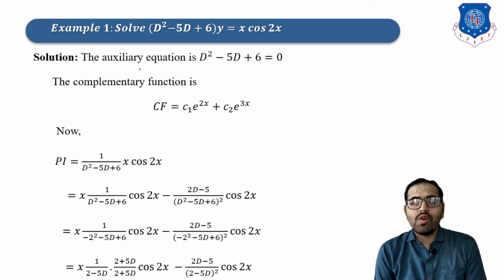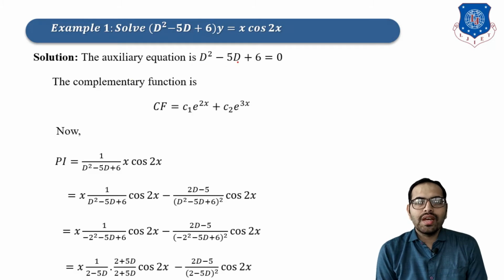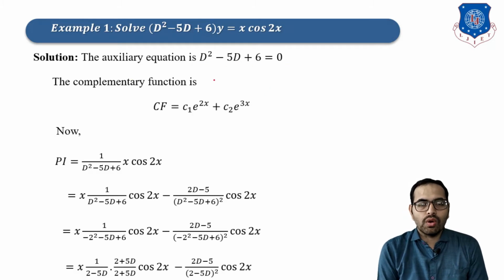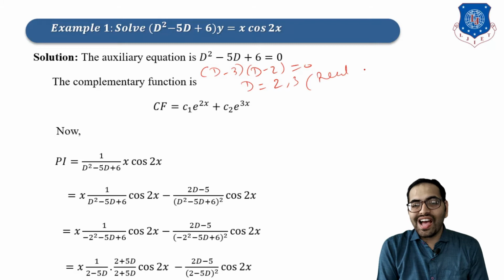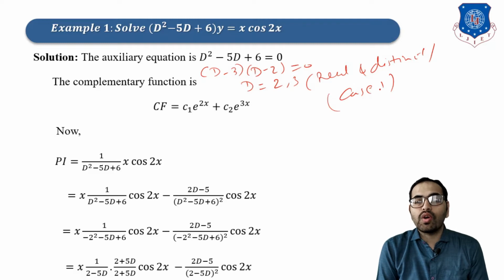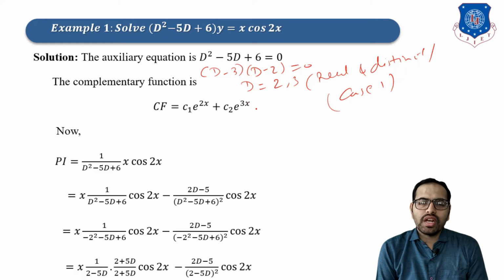For that we require the auxiliary equation, which is D square minus 5D plus 6 equal to 0. Now factorize that term: 3 twos are 6, then D minus 3, D minus 2 equal to 0, so D equals 2 and 3, where the roots are real and distinct. That is case 1 of the complementary function. Then yc is equal to c1 e raised to 2x plus c2 e raised to 3x. Now let's move on to finding the particular integral.